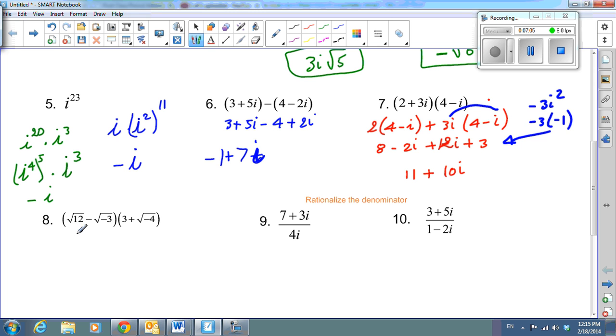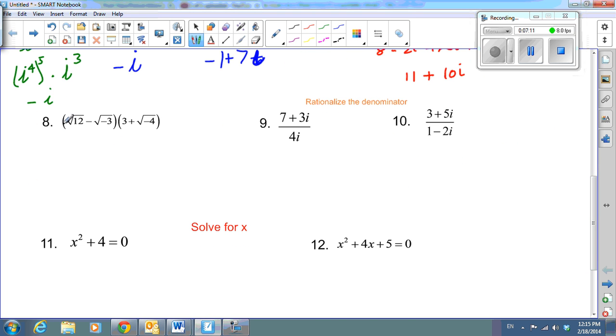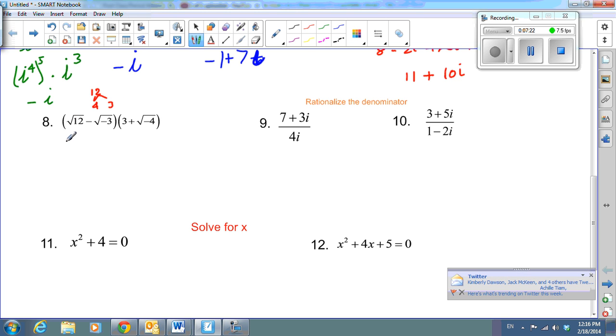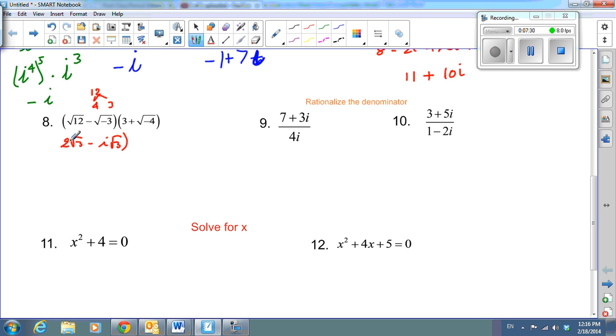Now we do number 8. For number 8, here again is a product. I will do square root of 12 times 3. I can first start by breaking 12. 12 is actually 4 and 3. So it's 2 square root of 3. So I can say this is 2 square root of 3 minus i square root of 3 times 3 plus 2i. I just transformed the square root of negative 4 into 2i and the square root of negative 3 into i square root of 3. And I simplify square root of 12.